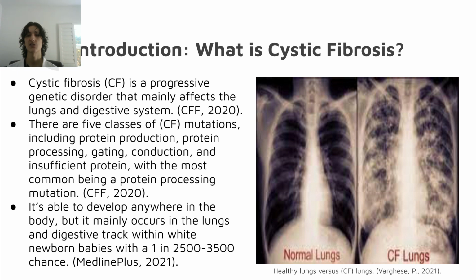There are 5 main classes of CF mutations, including protein production, protein processing, gating, conduction, and insufficient protein, with the most common being a protein processing mutation. It's able to develop anywhere in the body, but it mainly occurs in the lungs and digestive tract within white newborn babies, with a 1 in 2500 to 3500 chance.